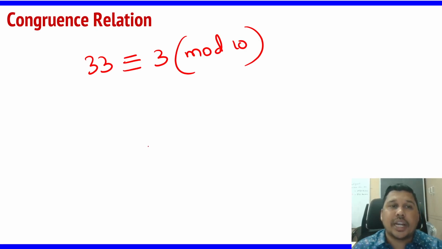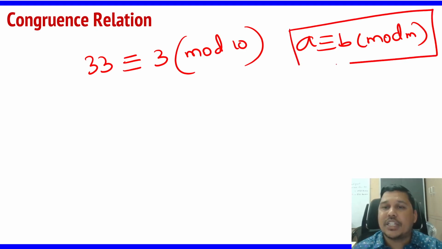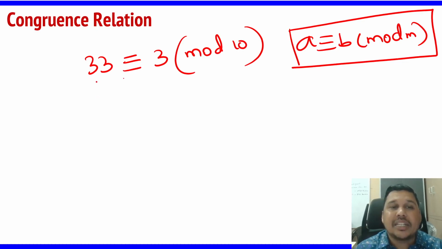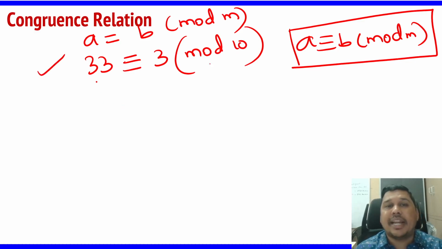See this congruent relationship. When we say that an expression is called congruent, a number can be expressed as B mod M format. If you are able to express it in this format, then we say that is a congruent relationship. Why is it called congruence but not equal to? See, 33 is equal to, again this is in the format A equal to B mod M, right? This is true. 33 divided by 10, I get remainder 3.